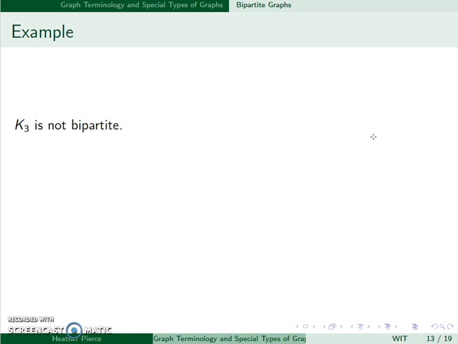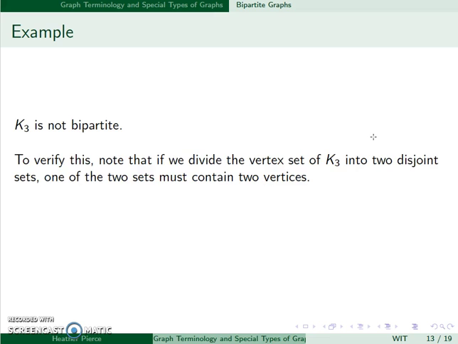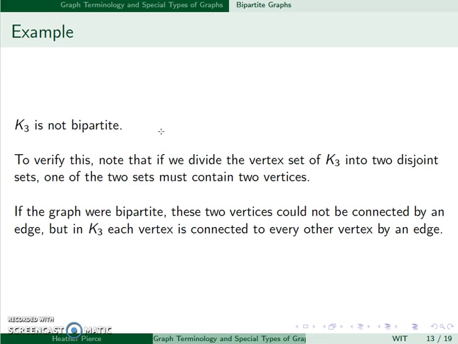K3, however, is not bipartite. K3 has three vertices. And if I divide the vertex set into two disjoint sets, one of those sets must contain two vertices. In a bipartite graph, vertices in the same set are not connected. So these two vertices could not be connected by an edge. But they are in K3, since K3 connects every pair of vertices. So this graph is not bipartite.